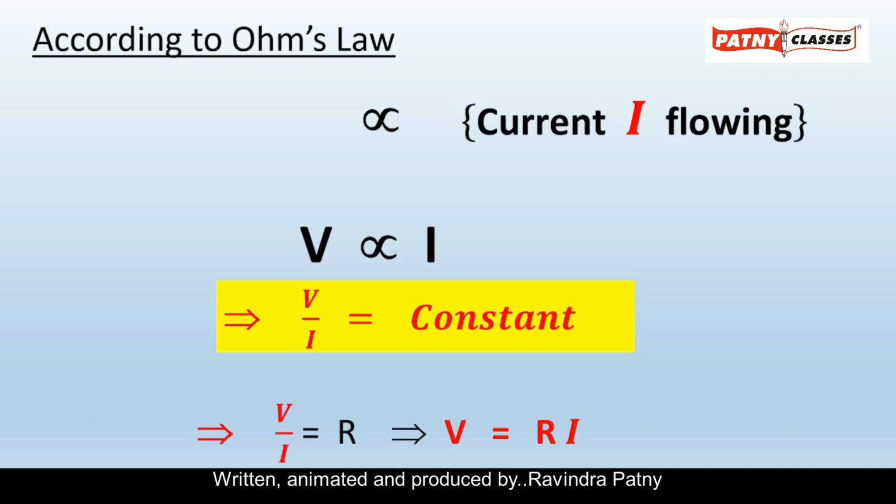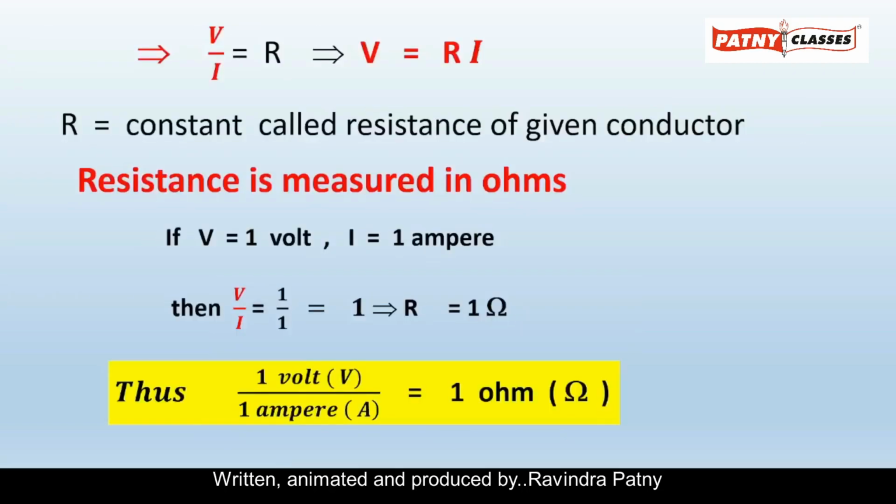That means voltage divided by current equals some constant, and this constant is called R. R is nothing but the resistance of the given material. Resistance is measured in terms of ohms.